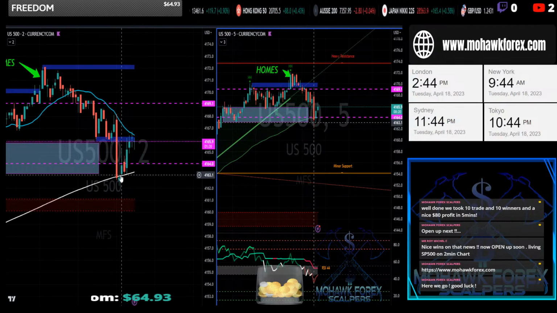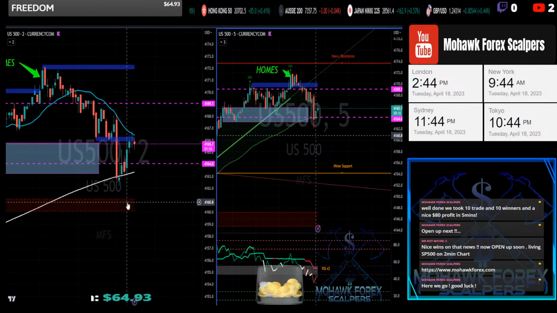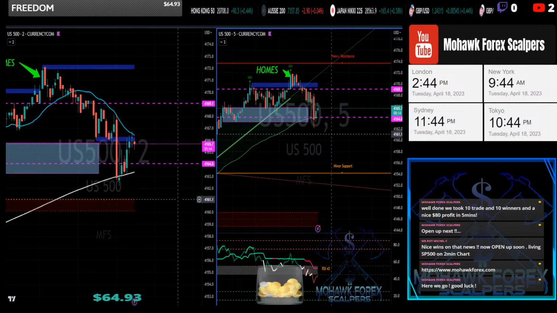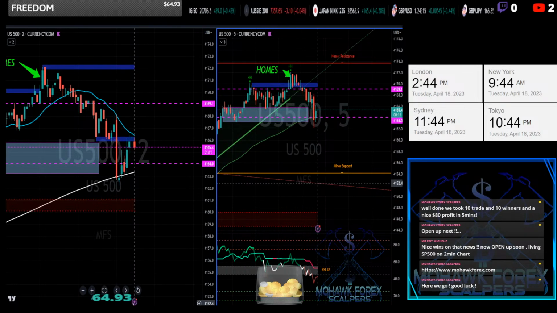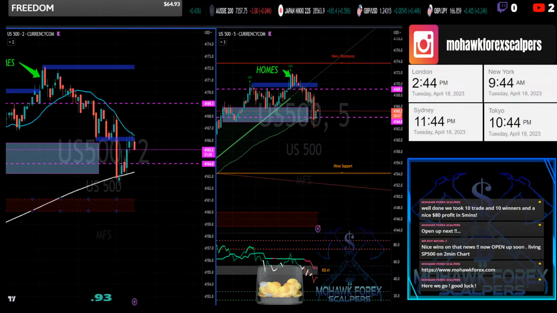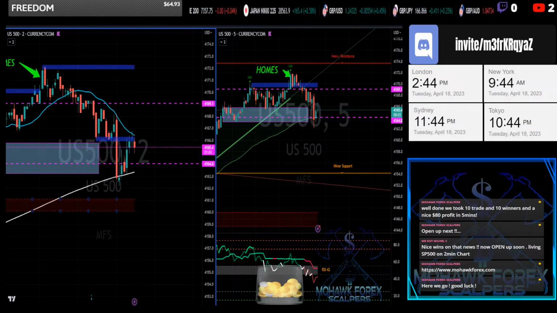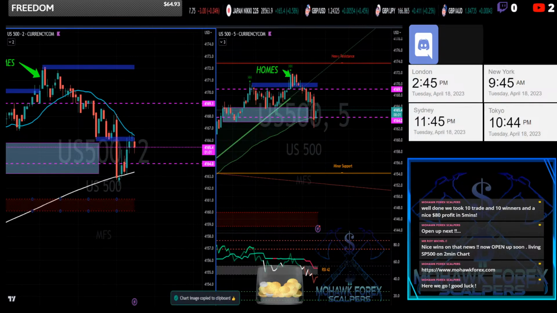False break. Back up. Here's your next supply and demand zone. But these are nice little scalps you could be jumping in on if you wanted to. Me, like I say, once I've hit my target, I'm done. But that's a beautiful setup. I love this combination of these two together. They're working really well.